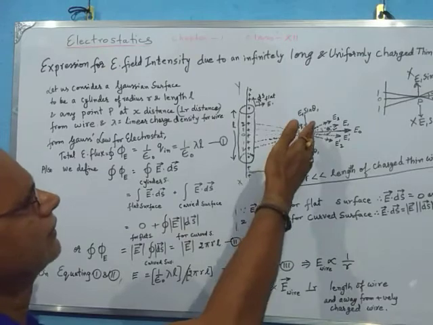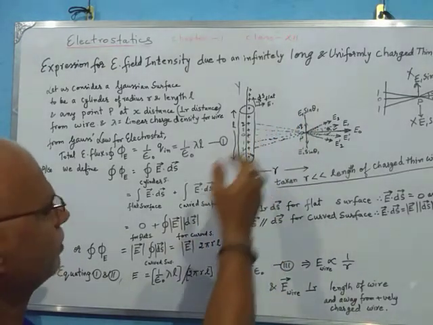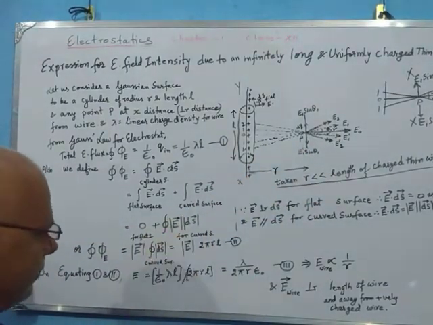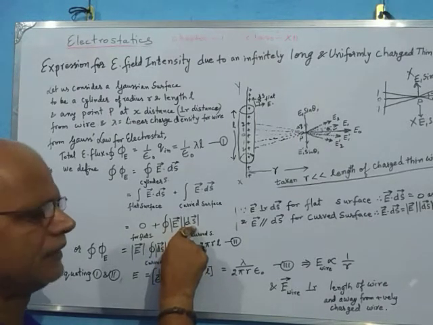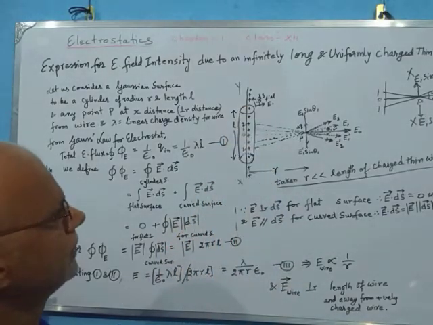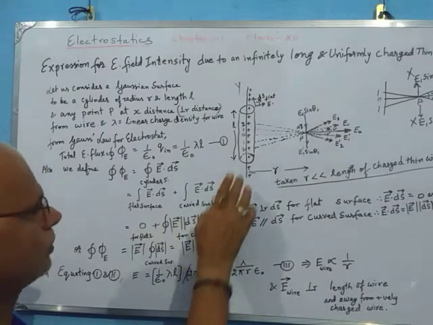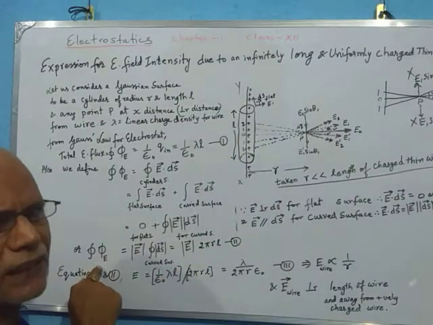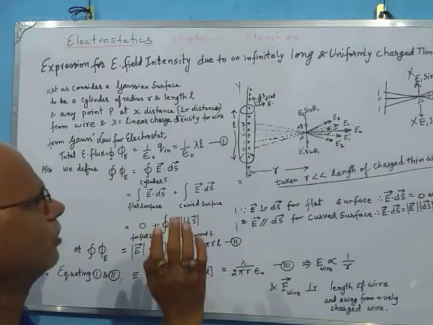Since the electric field is constant at this point, at r distance from the wire, we take it out of the integration, and we are left with the integral of dS, which is the total area. The total curved surface area of the cylinder is 2 pi r into L. So the electric flux becomes E into 2 pi r L. Let us call it equation number 2.